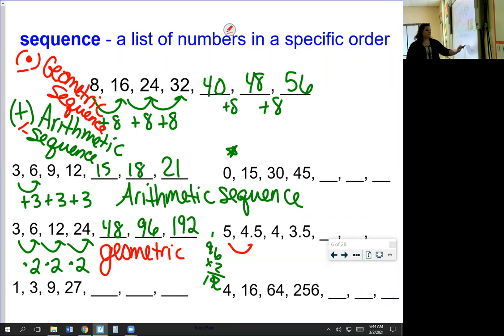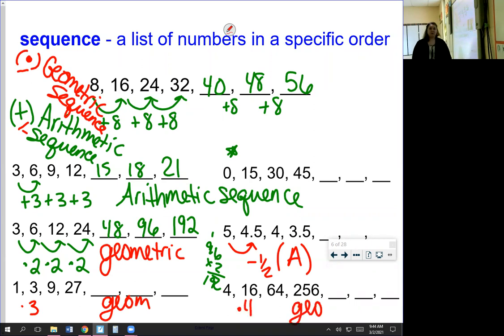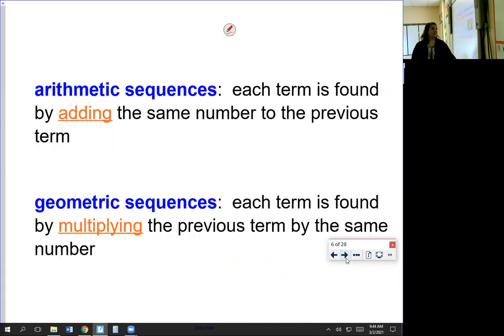Okay, this one I am subtracting a half, so this would be arithmetic. This one I'm multiplying by 3, so this would be geometric. And then this one I'm also multiplying by 4, so this would be geometric. So again, the difference: if you're adding, arithmetic; geometric would be the other ones. Okay, so that's how I remember adding: arithmetic.